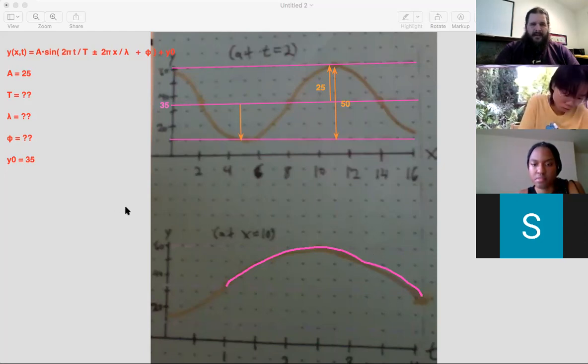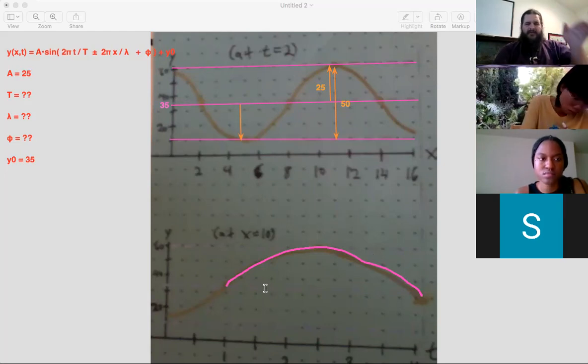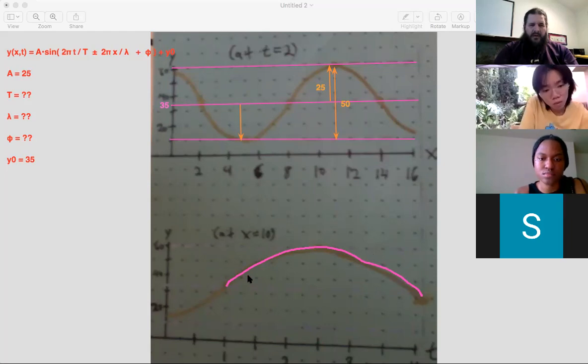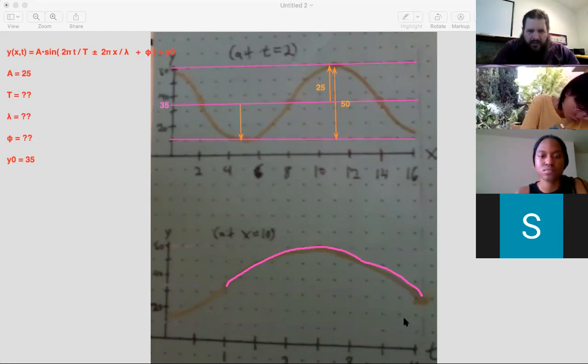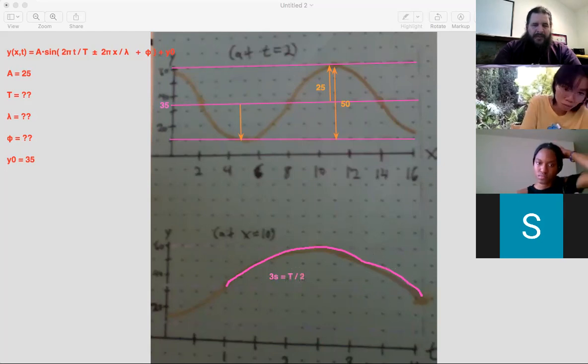Half. Yeah, that's exactly half of a cycle. Because one full cycle would be equilibrium to crest to equilibrium to trough to equilibrium. If we've just gone from equilibrium to crest to equilibrium, that's exactly half of a cycle. And how much time is that? It looks like from 1 to 4. So we can say 3 seconds equals half of a period, period over 2.